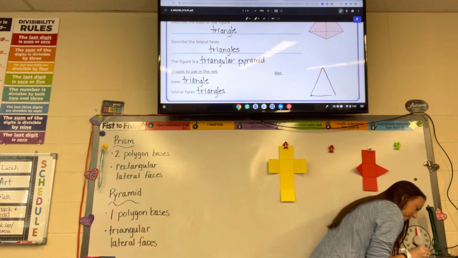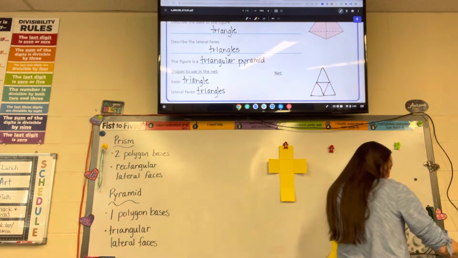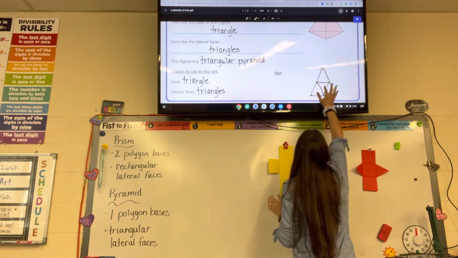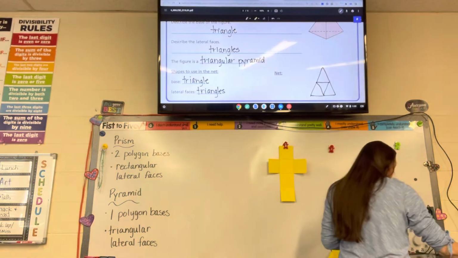Don't you use the straight edge thing? Yeah, I probably should. Oh, wait, that'll work. Four triangles. 1, 2, 3, 4. Okay.